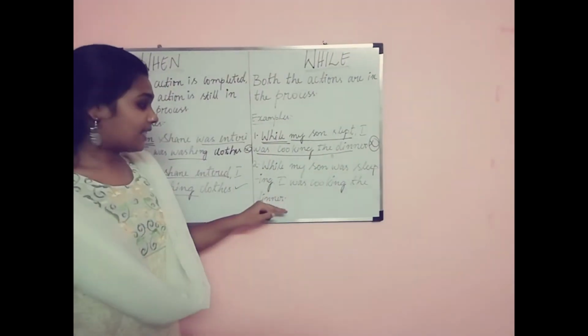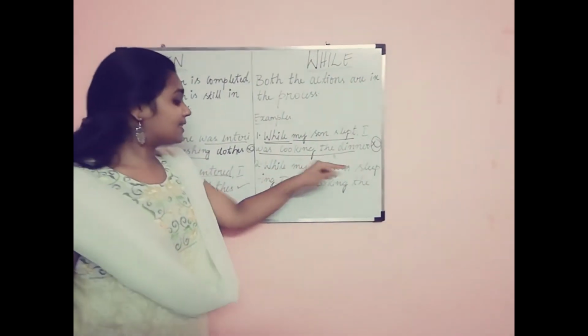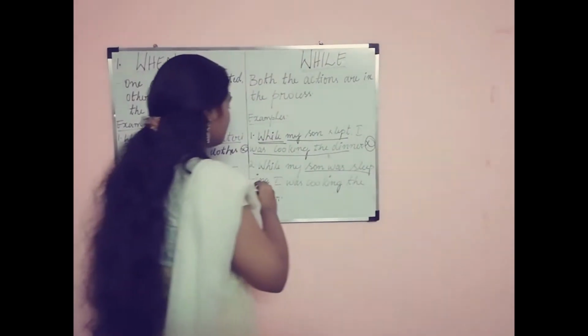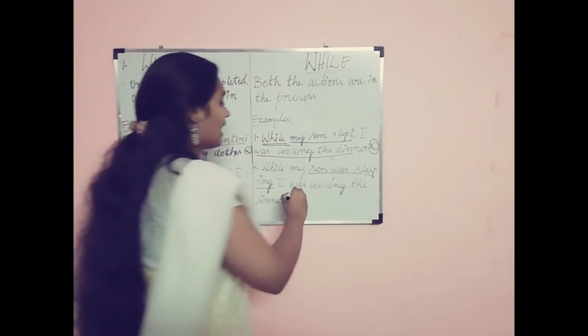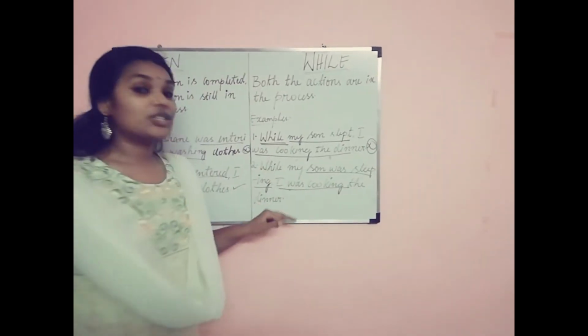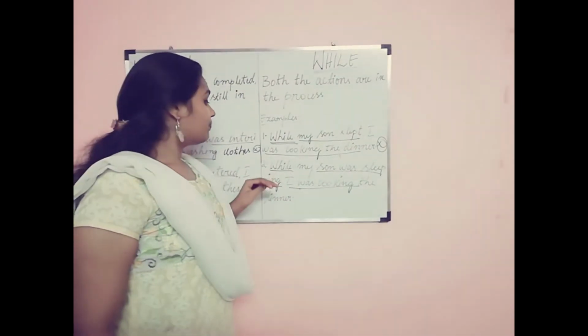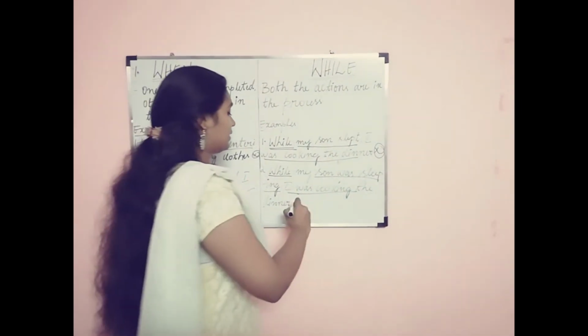Now we'll see the example. While my son was sleeping, I was cooking the dinner. My son was sleeping. This action is in the process. And I was cooking. This action is also in the process. Both actions are in the process. So using while here is correct.